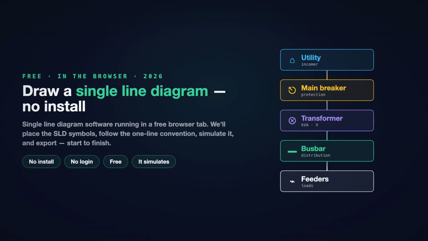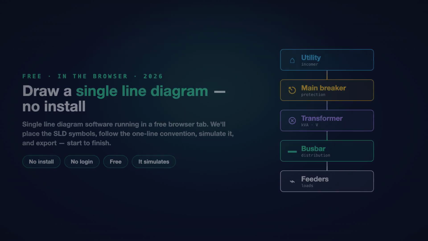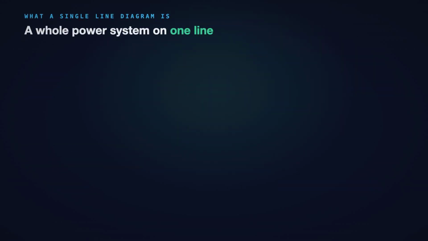We will place the symbols, follow the one-line convention, label it, sanity check it with a live simulation, and export it to share. Free in the browser. Let's draw one. First, the idea, because it makes the drawing obvious.